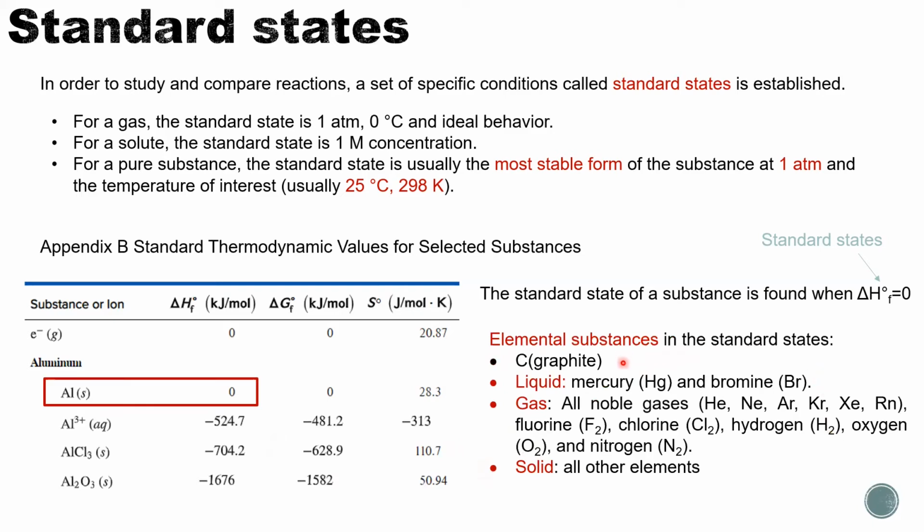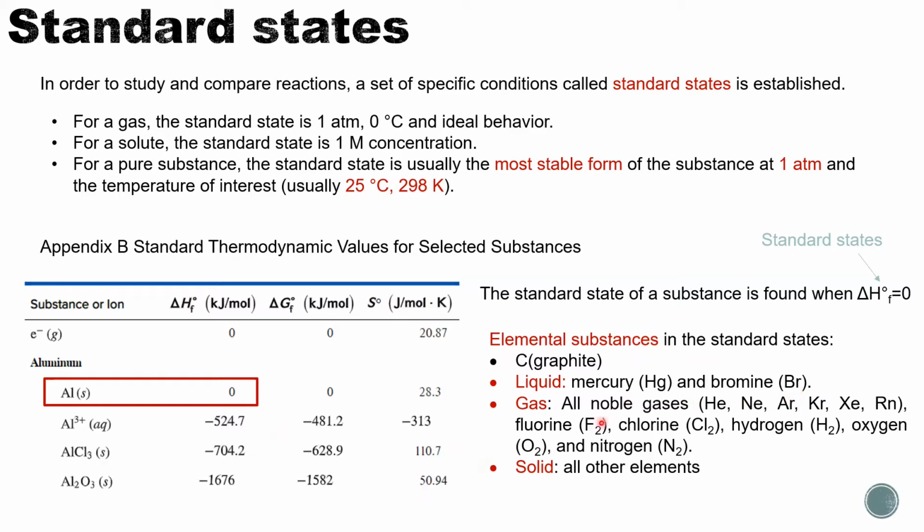A few things to keep in mind. The first thing is carbon. When we talk about carbon as an elemental substance, the most stable form is graphite, not carbon-60, not diamond. It has to be graphite. And there are 2 elemental substances that are liquid under the standard states. One is mercury, the other is bromine.